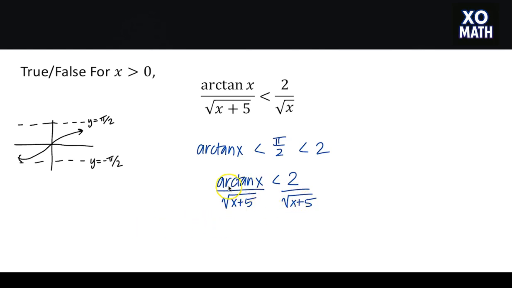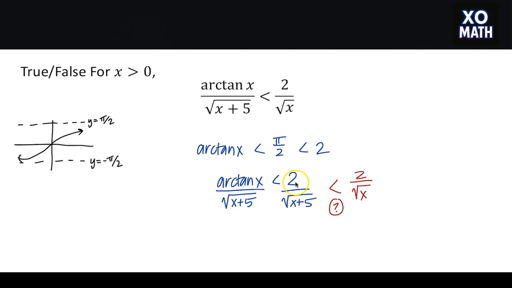What we really wanted to show is that arctangent x over the square root of x plus 5 is less than 2 over rad x, not 2 over the radical of the quantity x plus 5. So now here's what we want to know. Can we add an extra less than 2 over rad x? Is this true? Basically, let's compare these two. Is 2 over the square root of x plus 5 less than 2 over the square root of x? This one has a bigger denominator, while they have the same numerator.